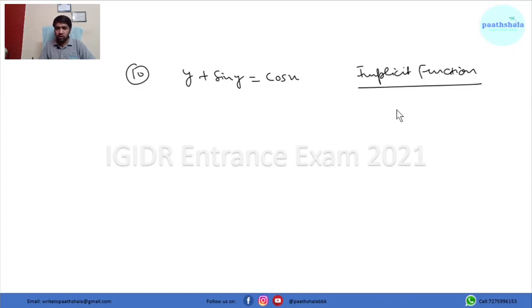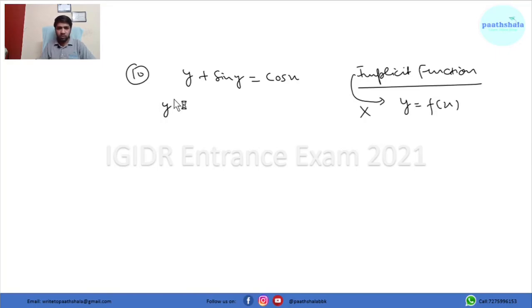This is very important. We have seen that in all the examples it was very easy to write the function in the form y equals f(x). But in this case it is not possible, and if you try to do it, it will be very difficult. So implicit functions are those functions which cannot be represented in the form y equals f(x) very easily.